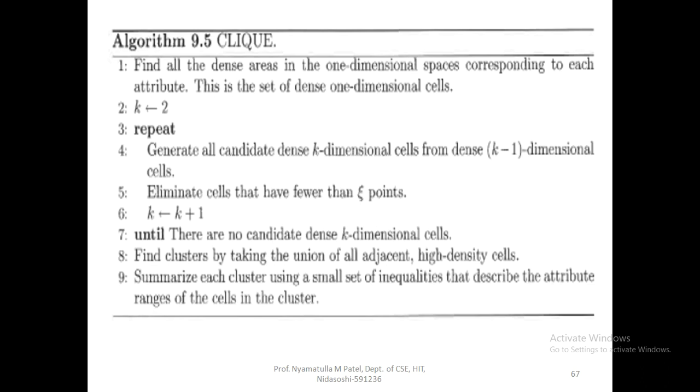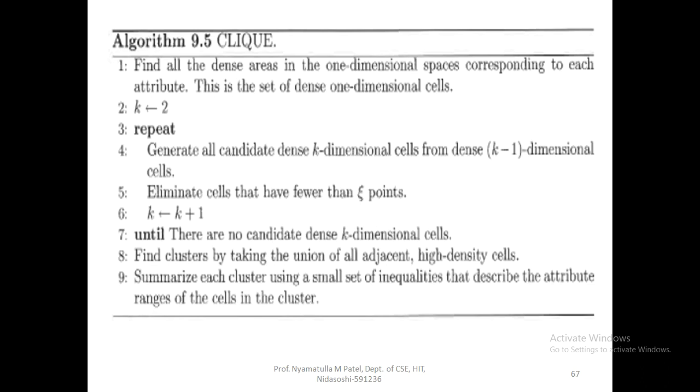So, go to the next iteration to find the dense regions again, again form the one dimensional space, and again form the k dimensional cells from k minus 1 dimensional cells. We are going to repeat this until there are no candidate dense k dimensional cells, until we have considered all the dense regions.